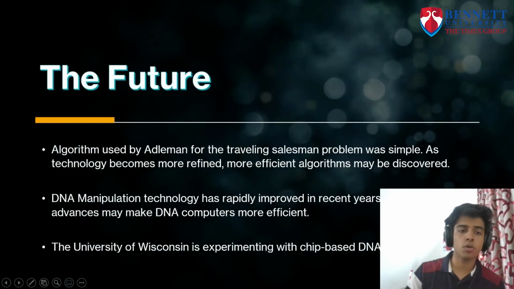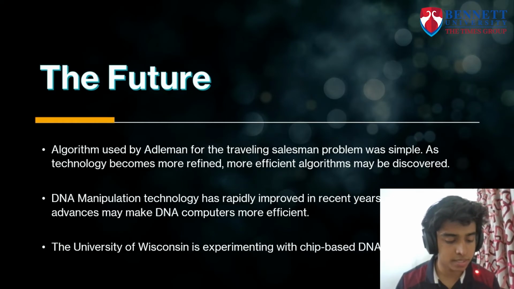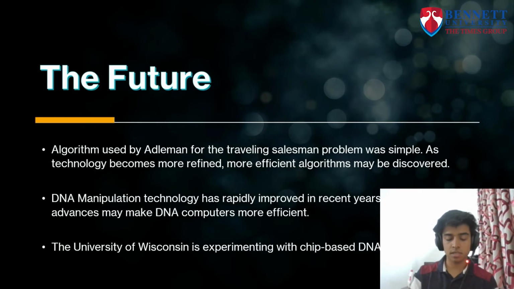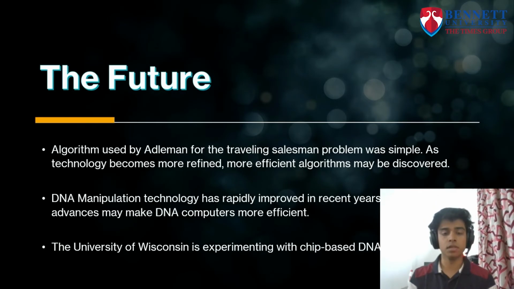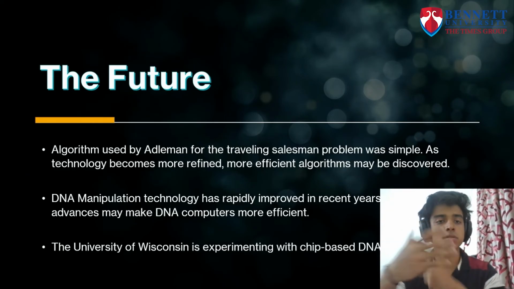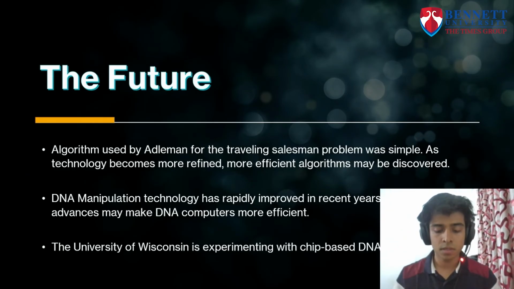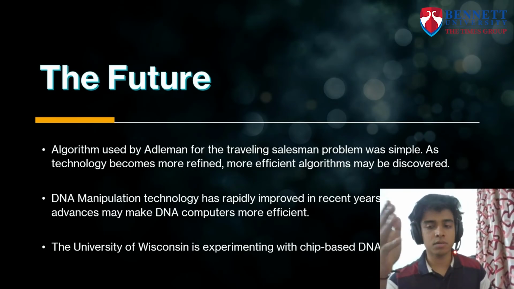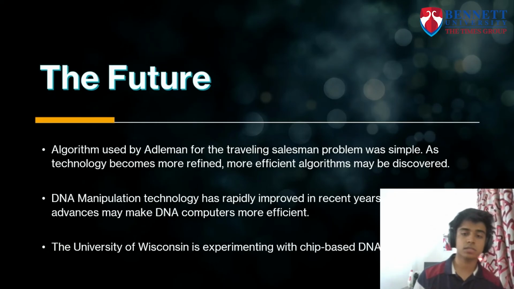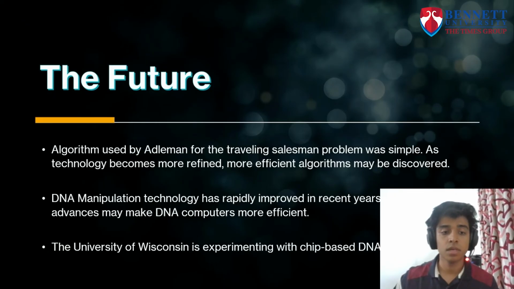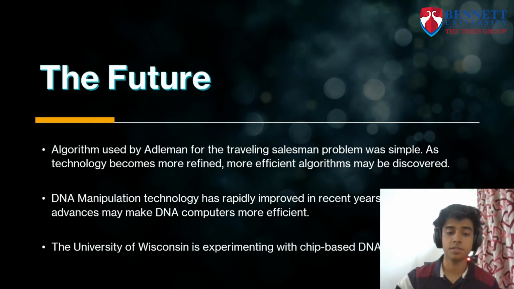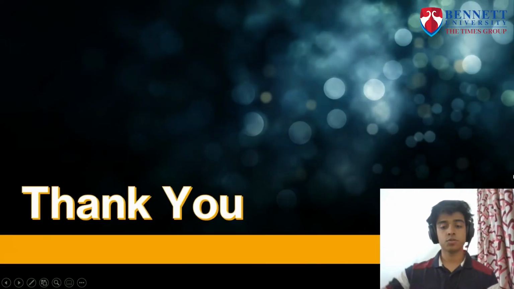Now, what does the future hold for them? Basically, the algorithm used by Adleman for the traveling salesman problem was quite simple. Now, as the technology becomes more refined and more advanced, as it goes through various filters, a wide range of new efficient algorithms may be discovered. Secondly, the DNA manipulation technology has rapidly improved in recent years, and future advances may make DNA computers more efficient. So that was all for today.